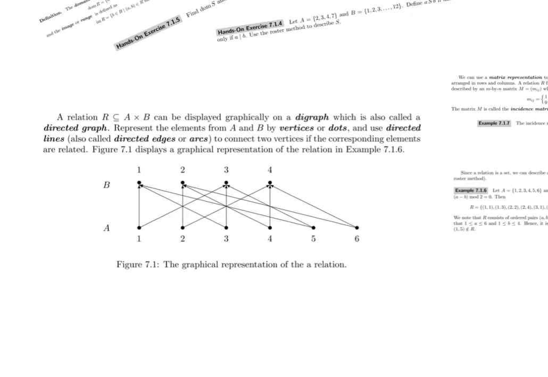In other words, what I'm seeing here is that 1, 1 is an element of this relation. 2, 2, 3, 3, 4, 4. Let's see, 1, 3 is an element. So is 3, 1. 2, 4, and then let's see, there's 5, 3. So every directed edge is giving us a way to represent an ordered pair in this relation.